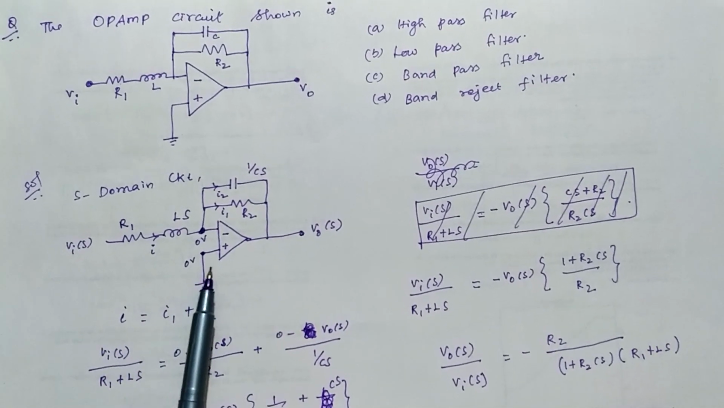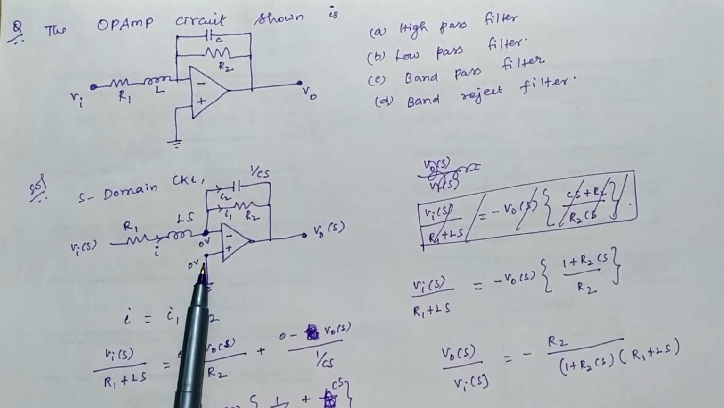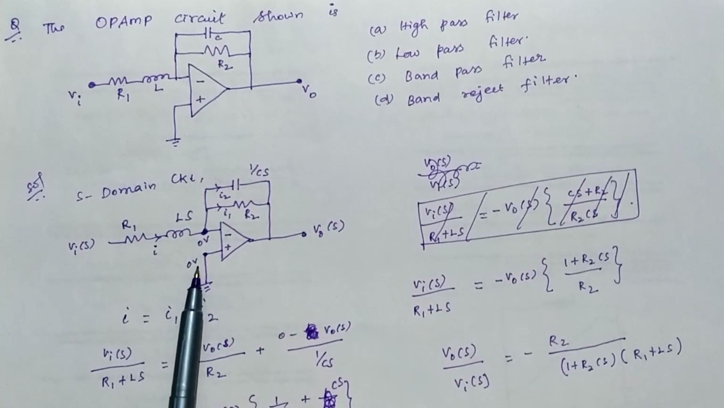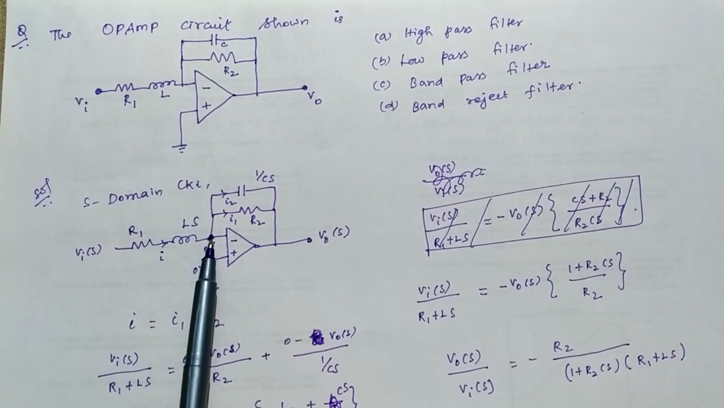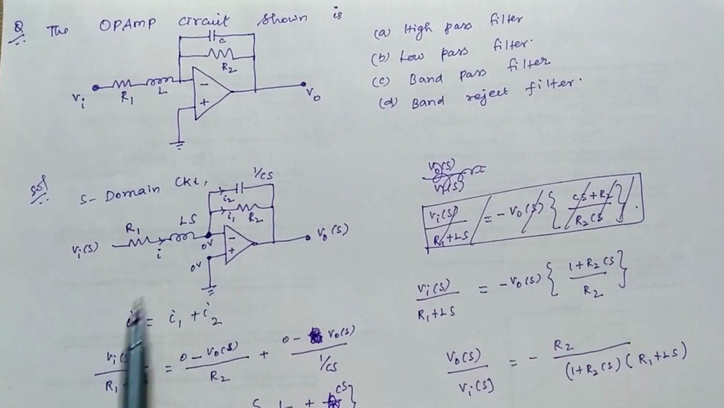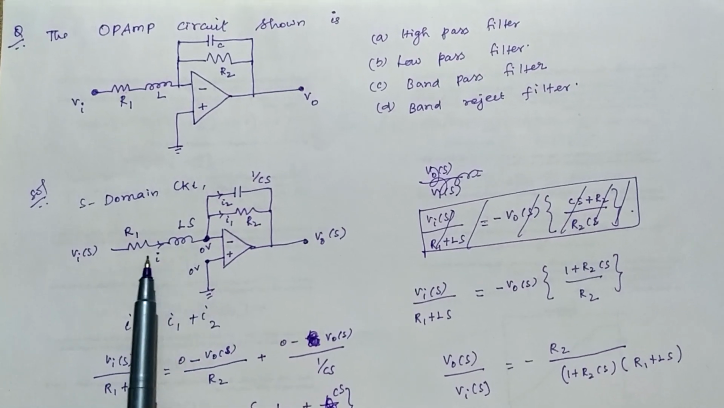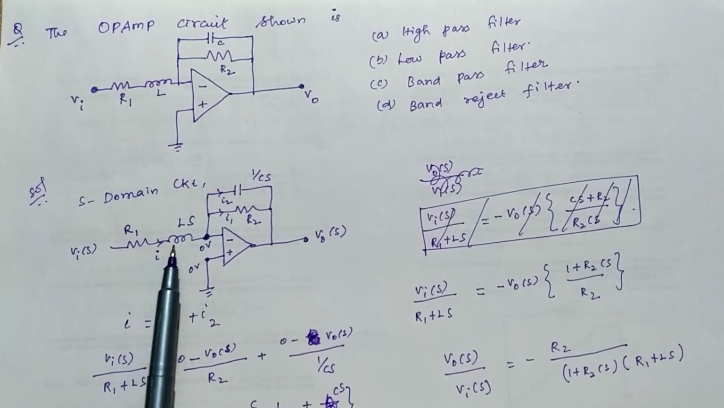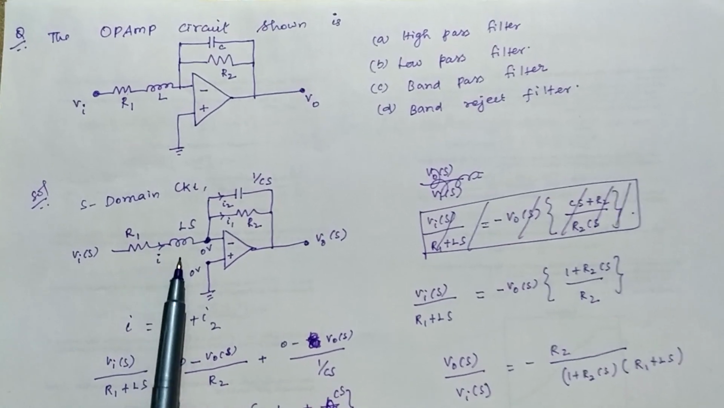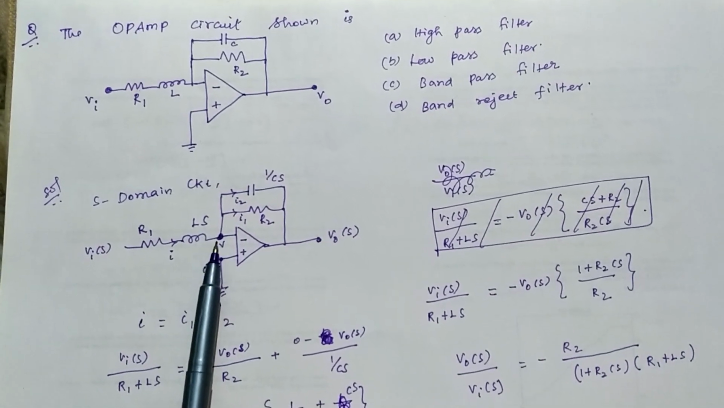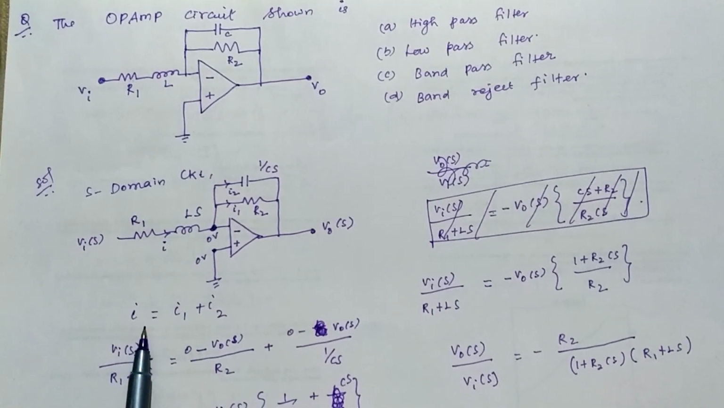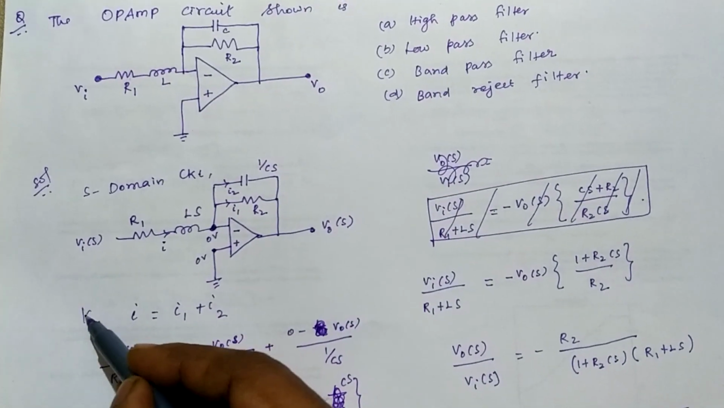Since the non-inverting terminal is grounded, the inverting terminal is also grounded, using the ideal op-amp characteristics. Now the current coming from the input voltage, let it be I, is split into I1 and I2. So at this node, apply Kirchhoff's current law, KCL.